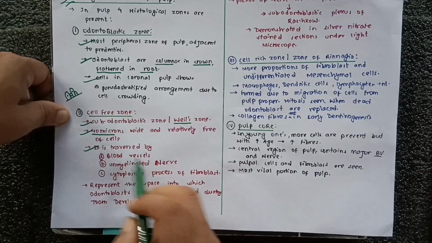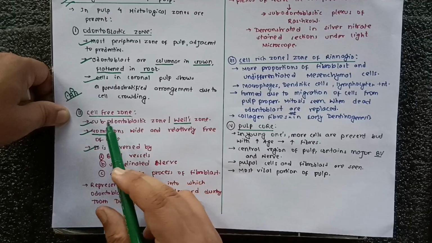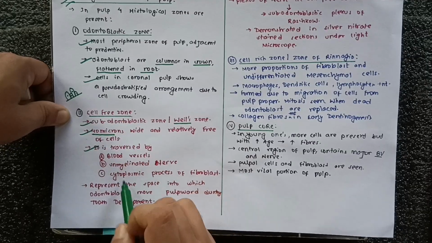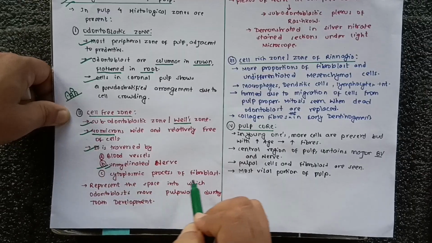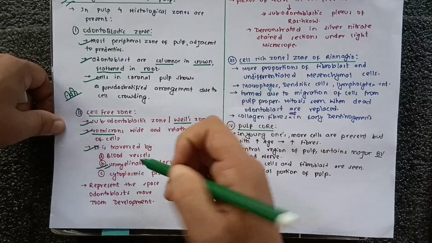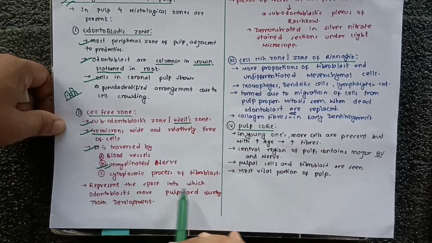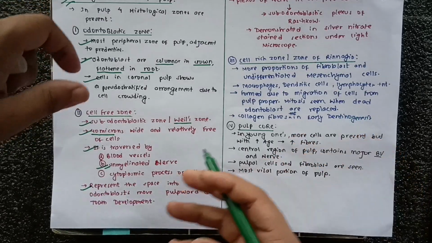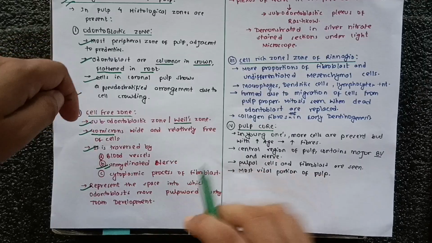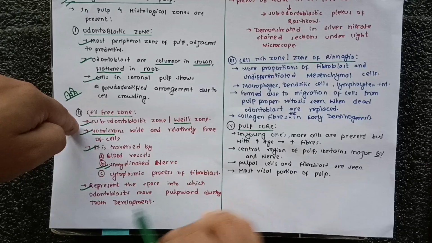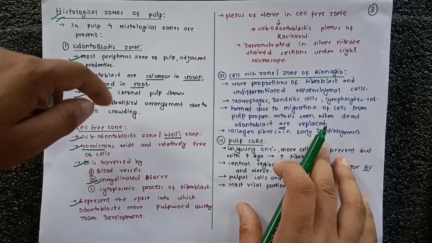So in the cell-free zone we have blood vessels, different kinds of nerves, unmyelinated nerves, and this is important here, and cytoplasmic processes of the fibroblasts, okay. So fibroblasts have different kinds of processes, and that is present here, and it represents the space into which odontoblasts move pulpward during the tooth development. So during the tooth development there is a movement of the odontoblasts towards the pulp, okay. So this space represents the movement of the odontoblasts towards the pulp side during the tooth development.